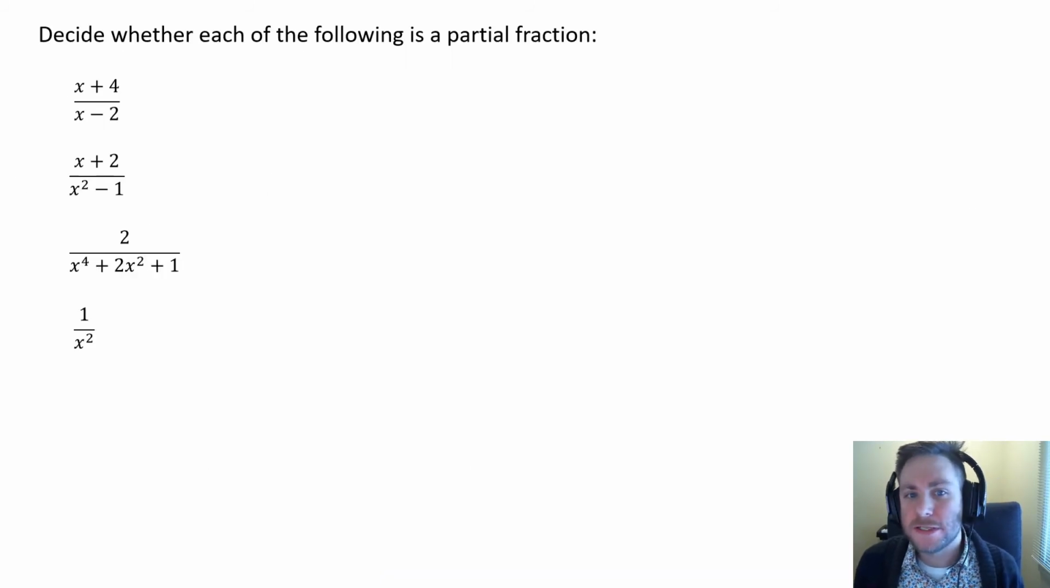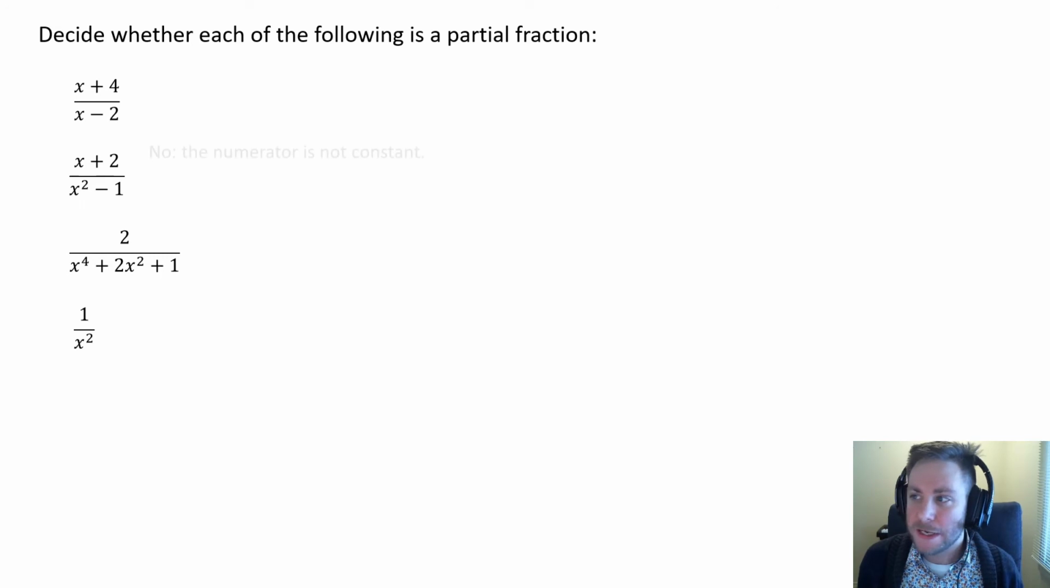So let's go through several examples and decide which of these matches the definition of a partial fraction and which ones don't. Pause here and come up with an answer and a reason for each of these about whether or not these are partial fractions. And when you're ready to be spoiled, let's look at the answers.